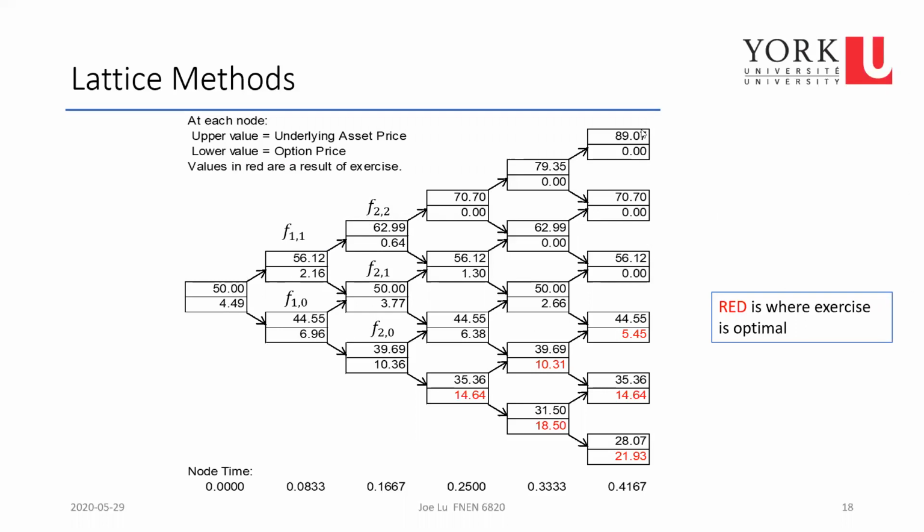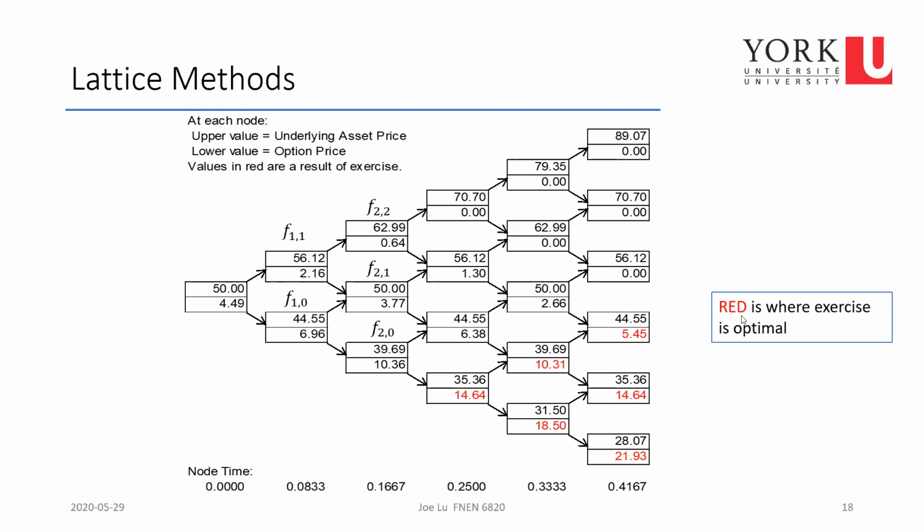Then we look at the payoff at the last time step. Because our strike price is $50, anything above 50, the payoff for the put is 0. But here the payoff of the put is 5.45, and for this one it is 14.64, and for this one it is 21.93. So for those three nodes, we would exercise, and we'll have a payoff here.